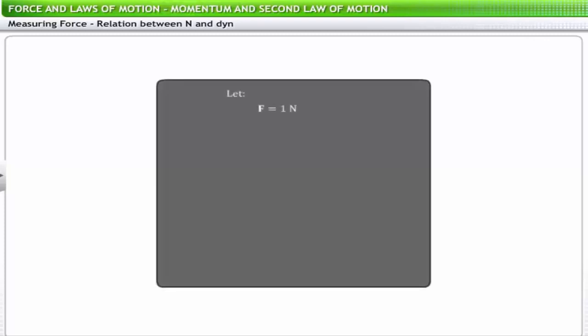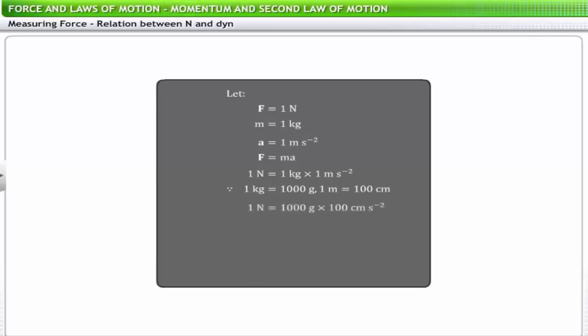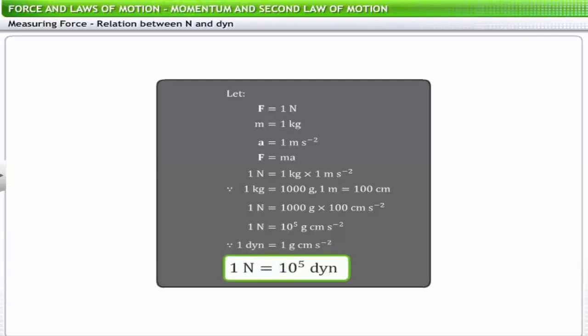Consider unit values for force, mass, and acceleration of an object, and substitute these values in the expression F = ma. You get 1 Newton is equal to 1 kilogram meter per second square. Since 1 kilogram equals 1000 gram and 1 meter equals 100 centimeter, 1 Newton is equal to 10 raised to the power 5 gram centimeter per second square. Since 1 dyne is equal to 1 gram centimeter per second square, 1 Newton is equal to 10 raised to the power 5 dyne.